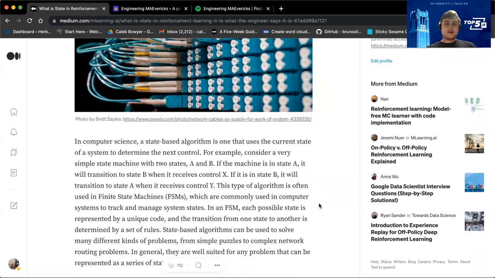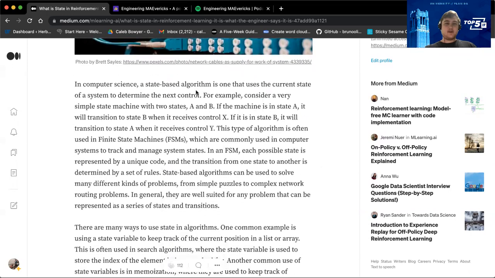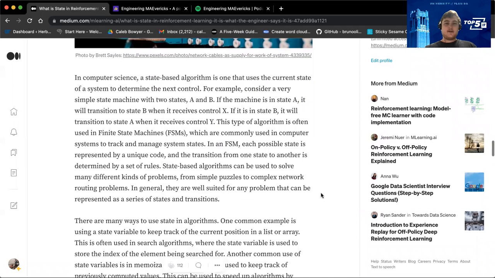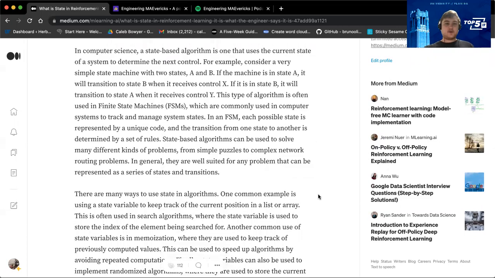In computer science, a state-based algorithm is one that uses the current state of a system to determine the next control. For example, consider a very simple state machine with 2 states, A and B. If the machine is in state A, it will transition to state B when it receives control X. If it is in state B, it will transition to state A when it receives control Y. This type of algorithm is often used in finite state machines, abbreviated FSMs, which are commonly used in computer systems to track and manage system states.